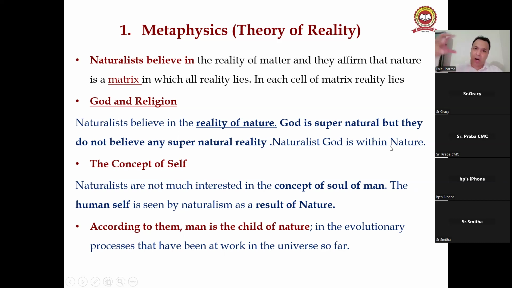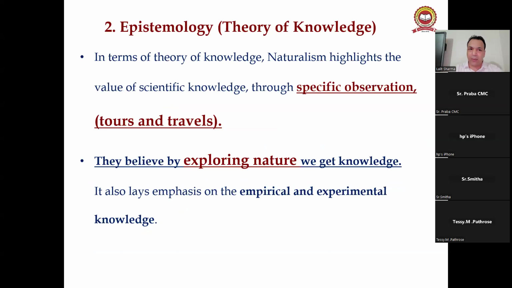Okay, the naturalist God is within the nature. We get all things from nature. All laws, procedures, occurrences happen in nature. The concept of self: from where we have come, naturalists are not much interested in the concept of a soul of a man. The human self is seen by naturalism as a result of nature. According to them, man is a child of nature in the evolutionary process that has been at work in the universe so far.